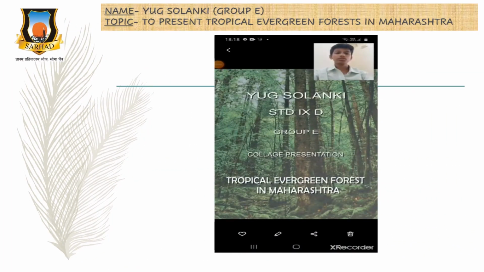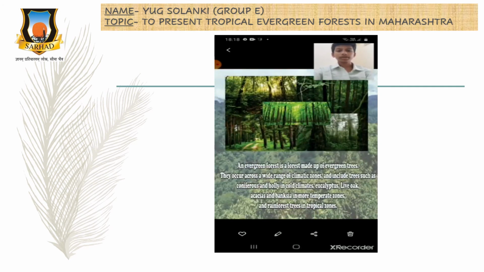Everyone, my name is Yugmon Solanki and I am in class 9D and I am representing group E. My presentation is a collage presentation. My topic is tropical evergreen forest. So let's start. Okay, this is my collage and this is the information about that.